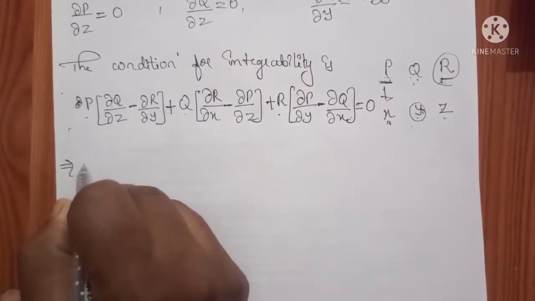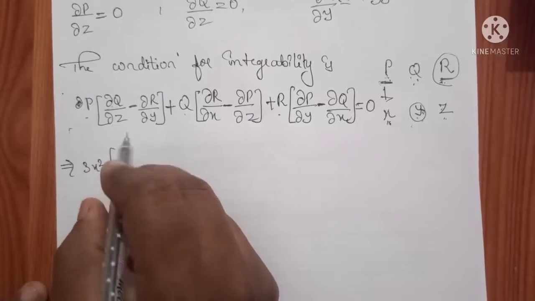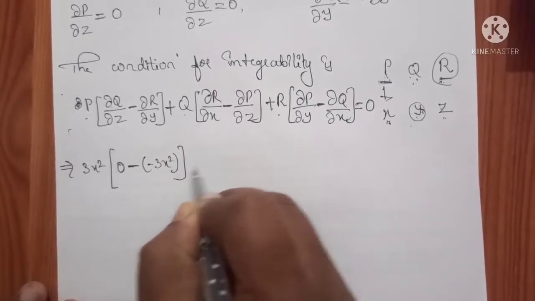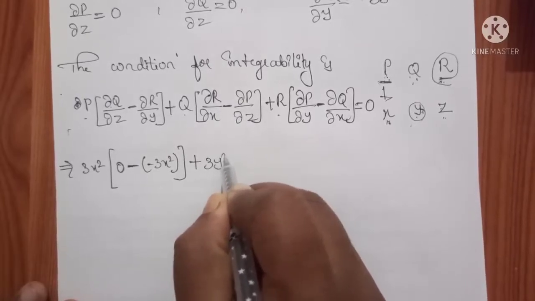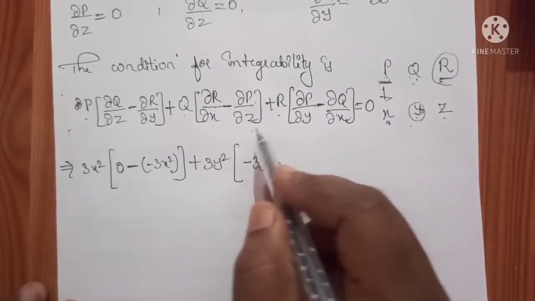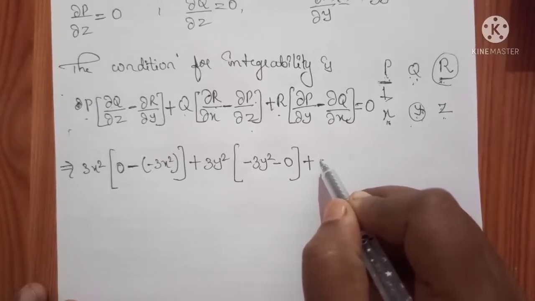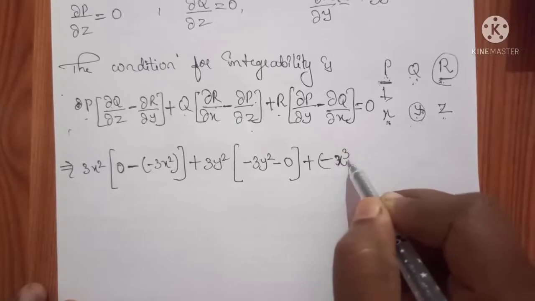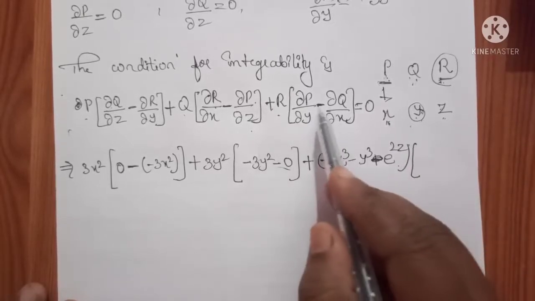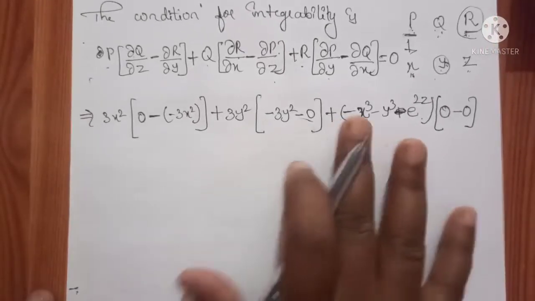So p is 3x², into (∂q/∂z, whose value is 0, minus ∂r/∂y, which is minus 3x²), plus q, whose value is 3y², into (∂r/∂x, whose value is minus 3y², minus ∂p/∂z, whose value is 0), plus r, whose value is minus x³ minus y³ minus e^(2z), into (∂p/∂y, whose value is 0, and ∂q/∂x, which is also 0, so 0 minus 0). So we have to check whether it equals 0 or not.